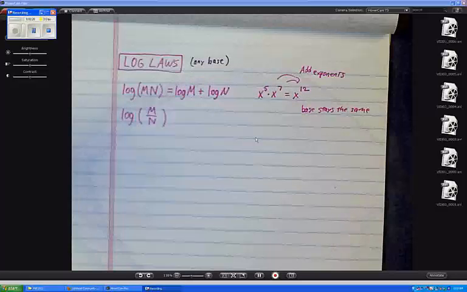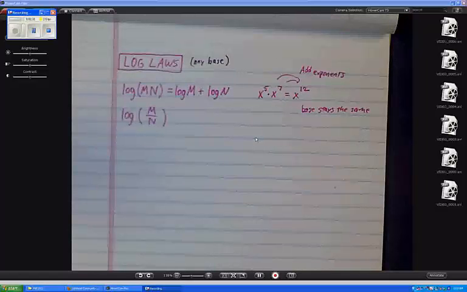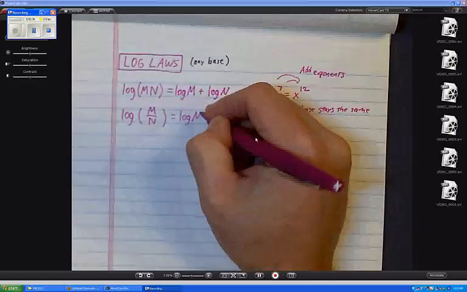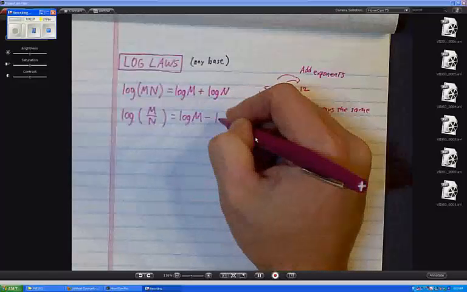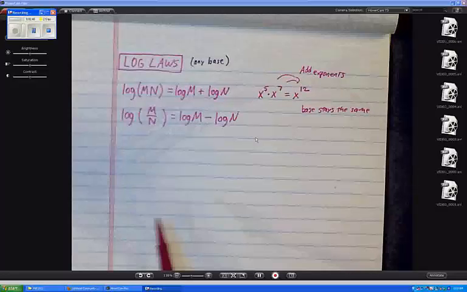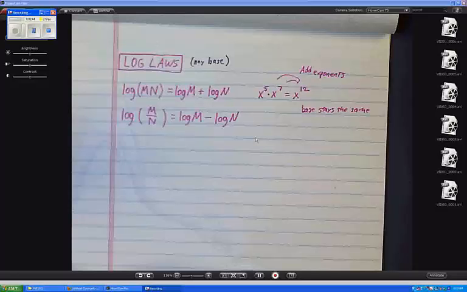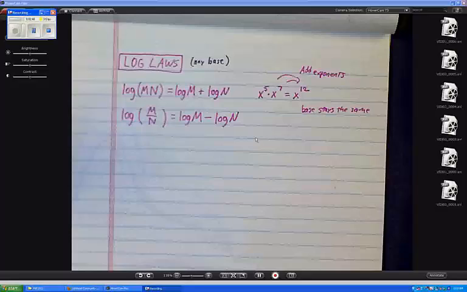I bet you know what to do. That's right. We're going to subtract. I mean, some people even think of these as being the same rule, because when you divide, you're multiplying by the reciprocal, and so it makes sense you would subtract.